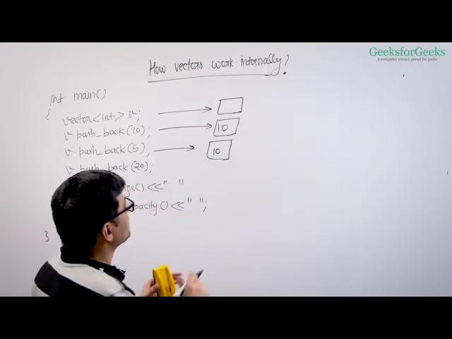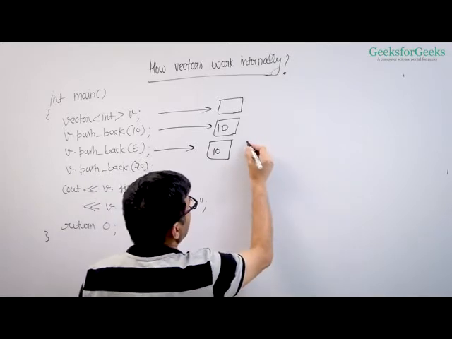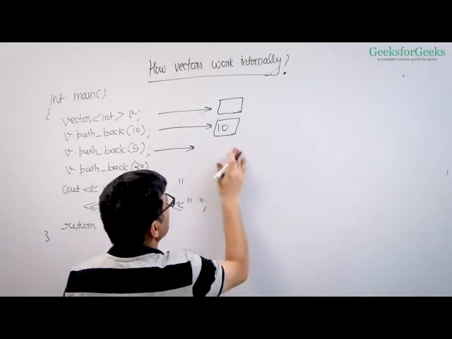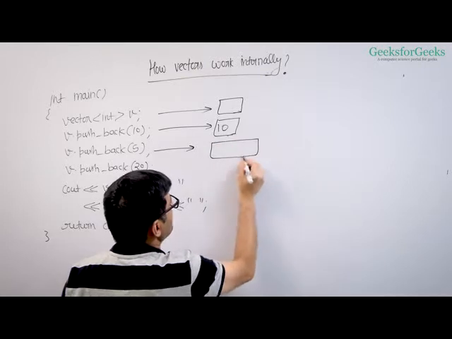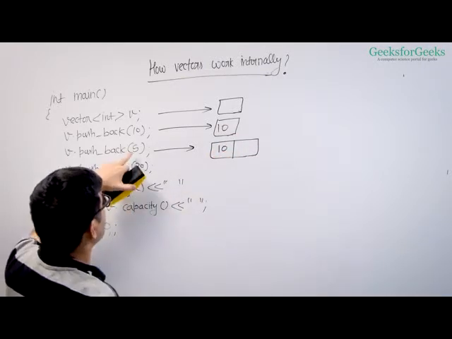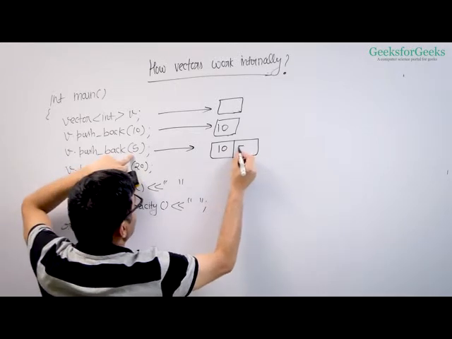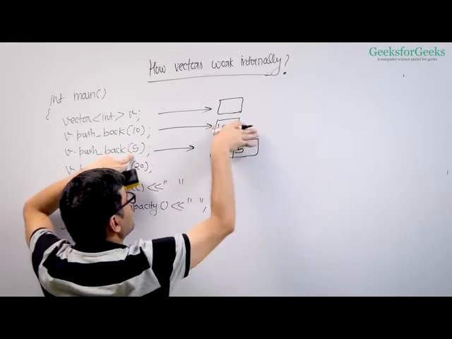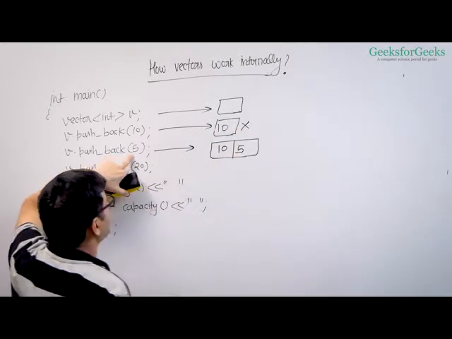So what happens? A new space is allocated which is of double the size, so size 2. This 10 is copied here, right? And this new element 5 is inserted here. So this is a different space from this, and this space is deleted, right?